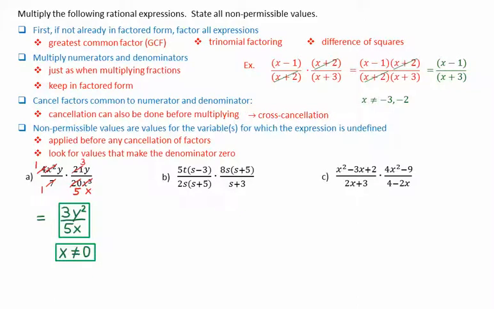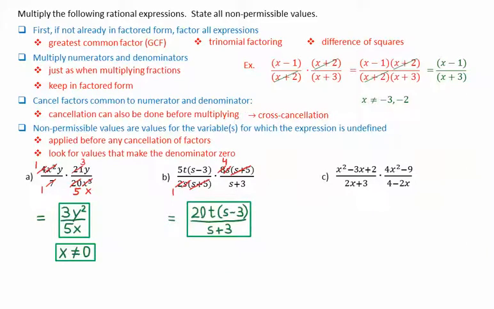For example B, first we cancel out the 8 and the 2 to a 4 and a 1. The s plus 5 on the denominator of the first rational expression cancels out with the s plus 5 on the numerator of the second. Note also that the s on the denominator of the first expression cancels with the s on the numerator of the second. This then gives a result of 20t times s minus 3 over s plus 3.